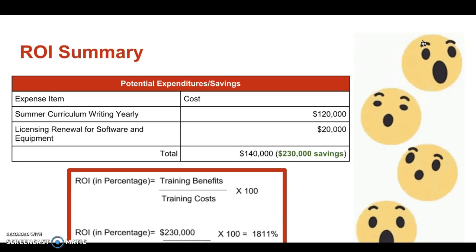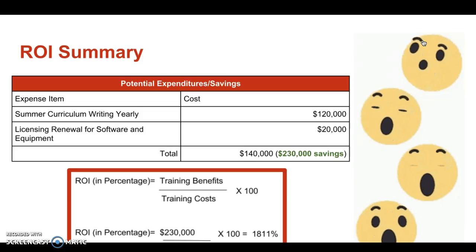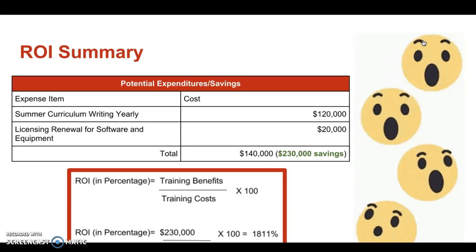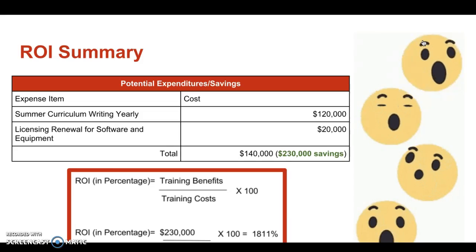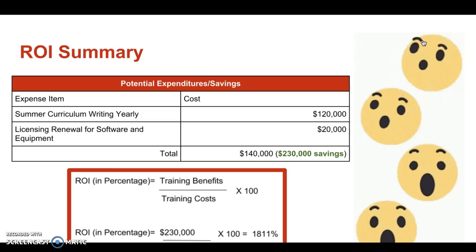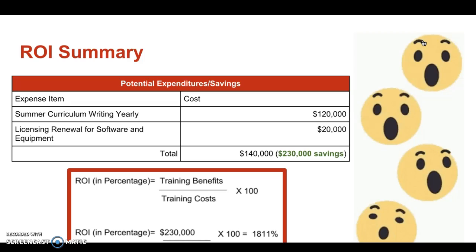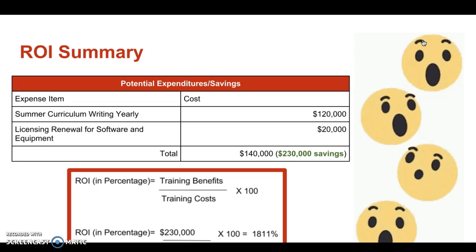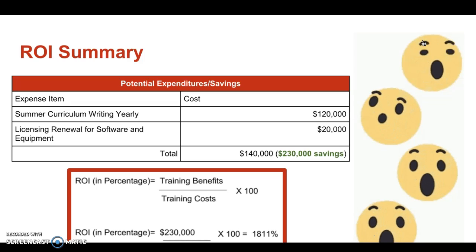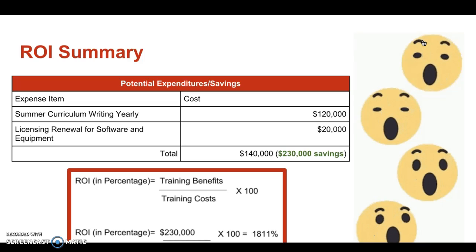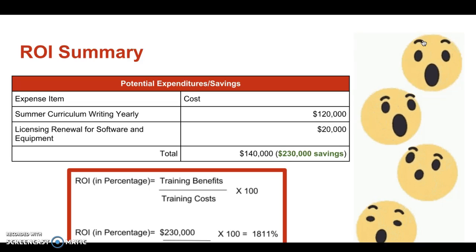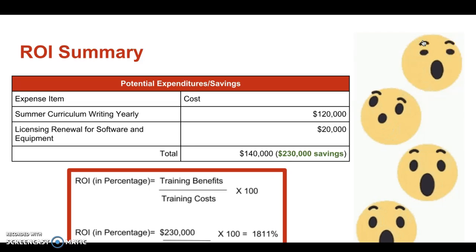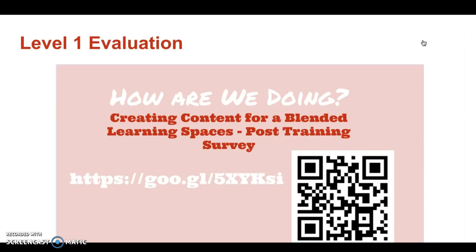And so you'll notice that on our ROI table, we estimated the difference between the current expense and renewal costs, such as buying new software, buying new equipment, that there's a $230,000 savings, and we have a 1,811% benefit. Now, here's an example as well of the level 1 evaluation that we created for this particular project.